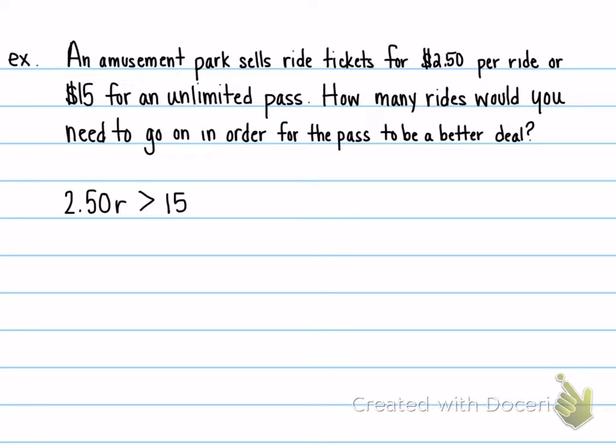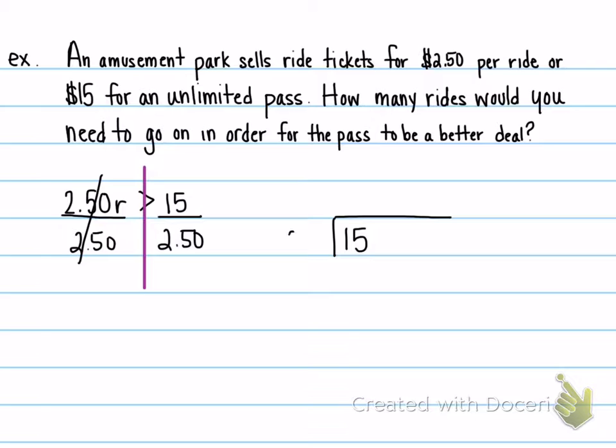Okay, so we want to solve this then. We're going to draw our line down the middle. We see it's 2.50 times R. I'm going to divide by 2.50 and divide by 2.50. Do the division off to the side. I have 15 on the inside and 2.5, because that 0 in the end doesn't mean anything. I have my decimal here. I'm going to move this over one time, move it over one time, put my decimal straight up.